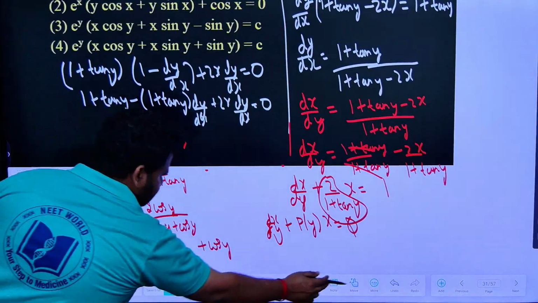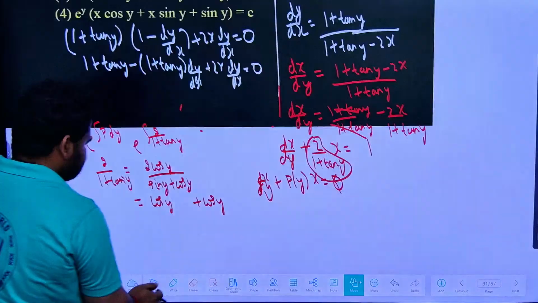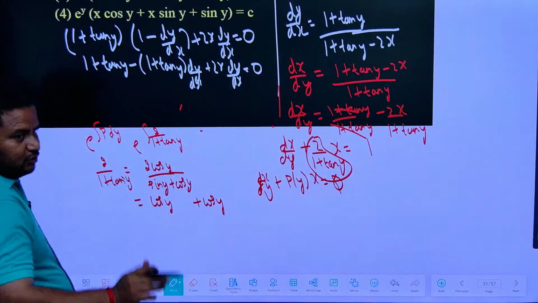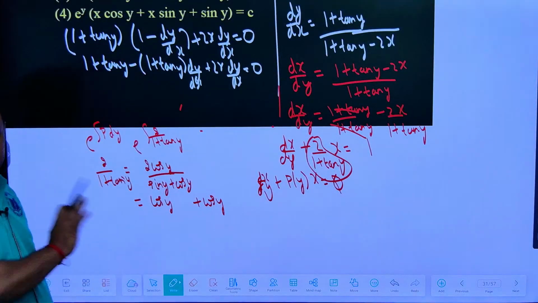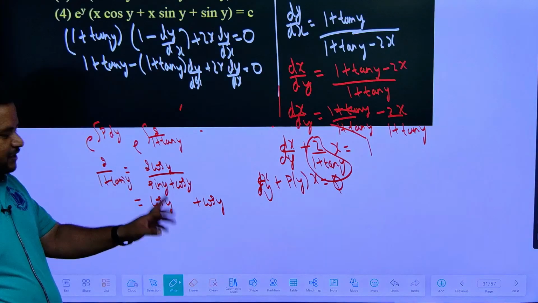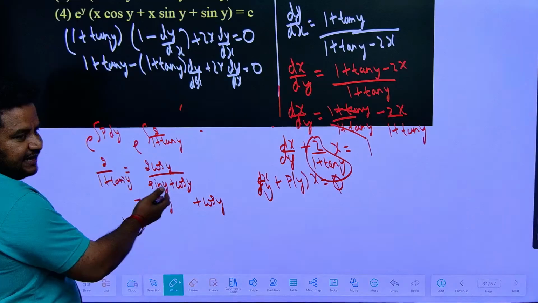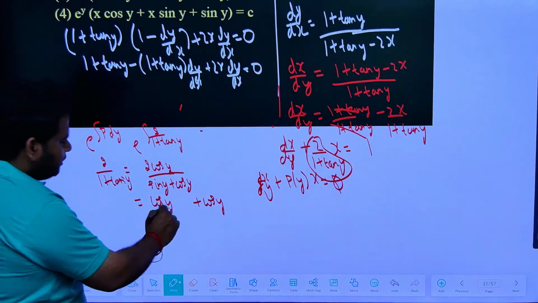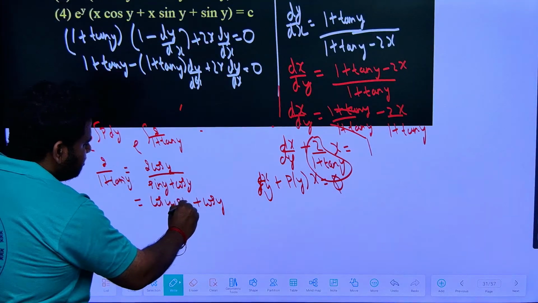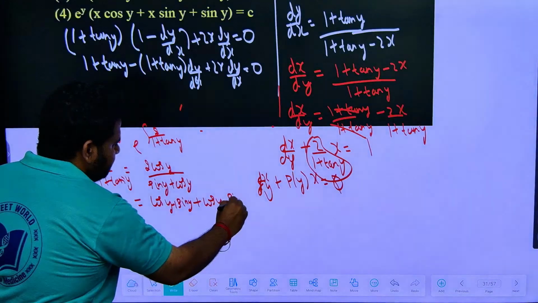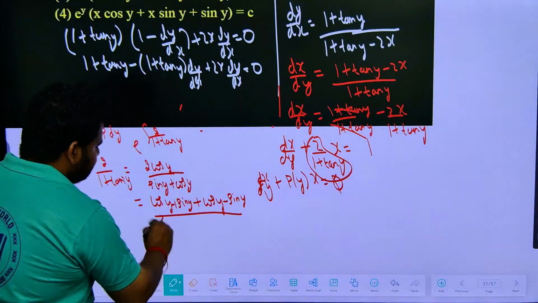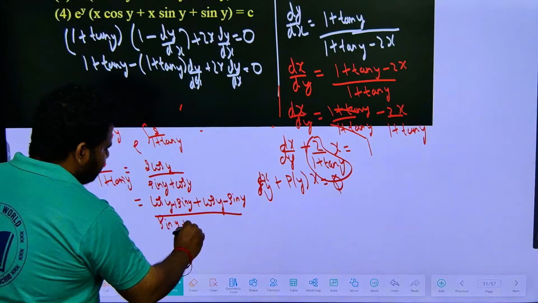Such kind of questions you would have done. I don't know about your book, but I have seen such a question in NCERT. So cos y plus cos y I will write. What can I do here? I can add sin y and subtract sin y. So plus sin y minus sin y, divided by sin y plus cos y.